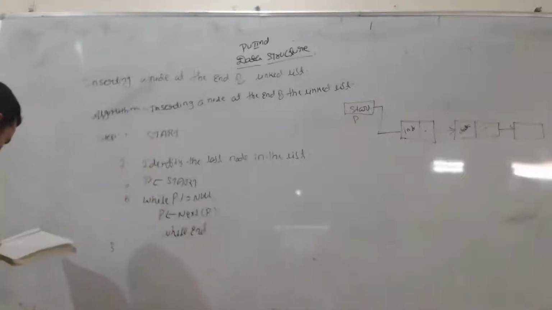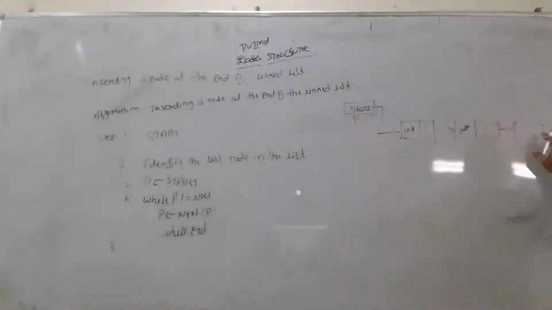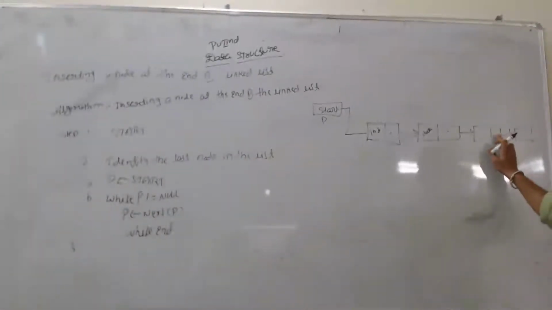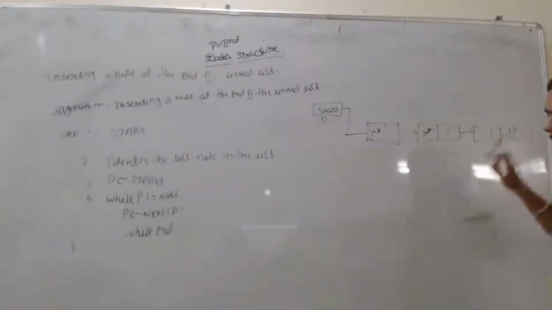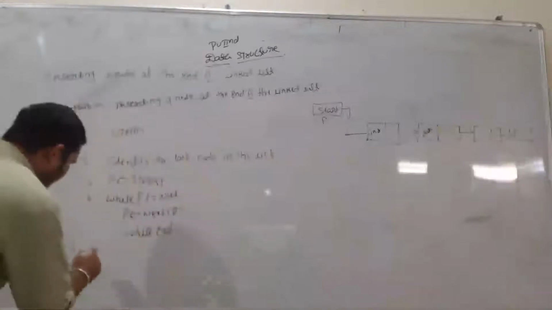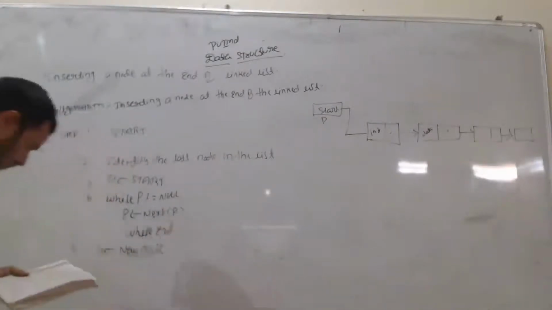Then the third step, after the pointing. When you find the end node, you get a null value, so you have to remove this null value. What we have to do here is add one more node, that is the new node. That means you are inserting a new node after identifying the last node. After identifying the last node, that is N, which is equals to new node.